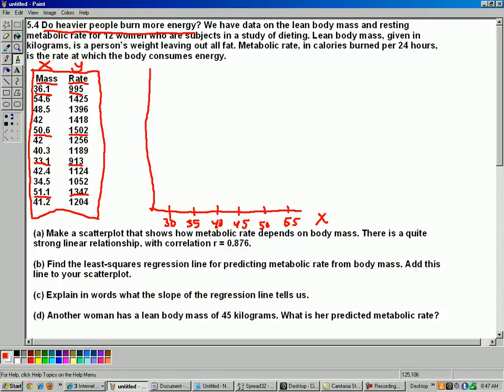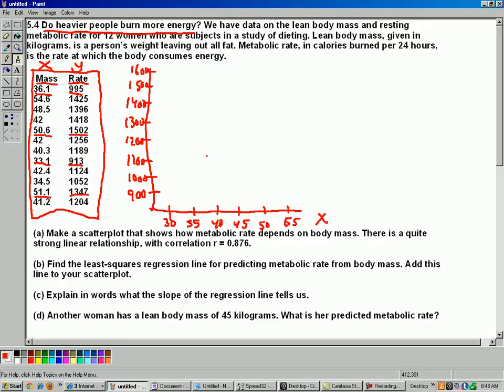Okay, for the y-axis, that's the rates. The numbers range from the low 900s to 1500s. So how about we start at 900 right here and go by hundreds. So 1,000, 1,100, 1,200, 1,300, 1,400, 1,500, and I'll go ahead and write down 1,600 as well.